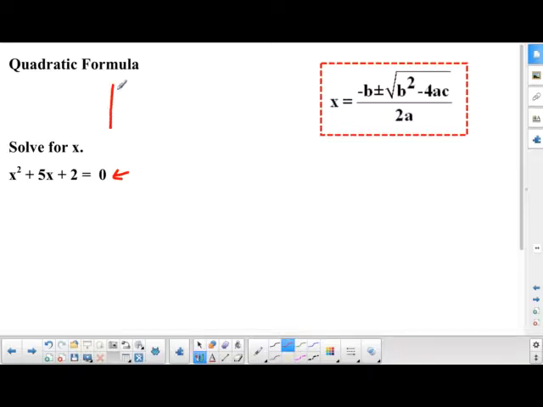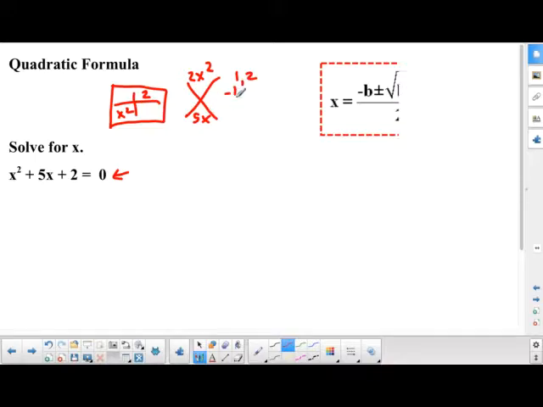Let's try to factor. I'm going to draw the factoring box right here. I'm going to put x squared and 2. Make my diamond problem: 2 times x squared is 2x squared. I put my 5x over here, and then I start thinking, what multiplies to be 2 but adds up to be 5? I'm thinking of 1 and 2. No, that doesn't work. Then negative 1 and negative 2. That doesn't work either. So this is not factorable. You cannot factor this.